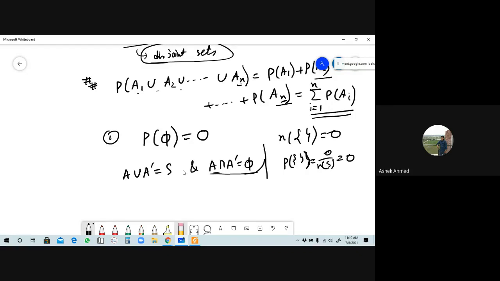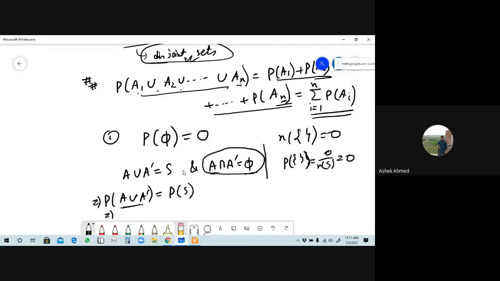From here, can you say A and A complement will be which type of set? Disjoint set. Is it right? Since this is a disjoint set, we can say that probability of A union A complement equals probability of S. Is it right? We can write this. Yes sir. Since A and A complement are disjoint sets, the left side probability will be in this form. Can I write it? Yes sir.